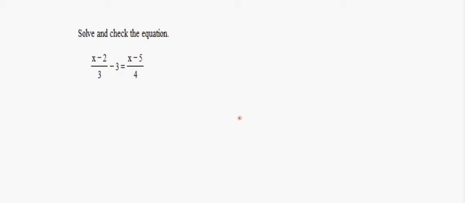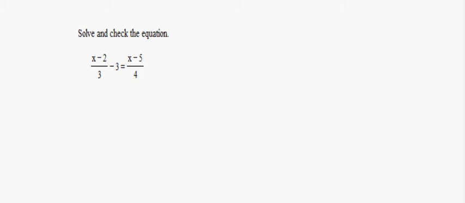We've got another equation to solve. This time the fractions have x minus 2 and x minus 5 in the numerator, which makes them a little bit more complicated looking. But we solve it the same way we would most equations with fractions, and that is we get rid of them by multiplying everything by the least common denominator.